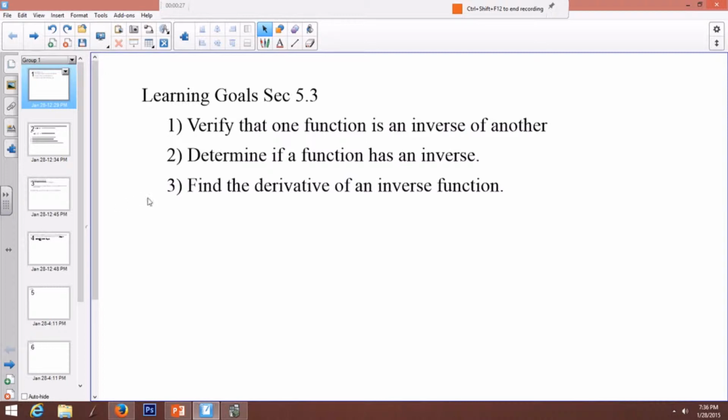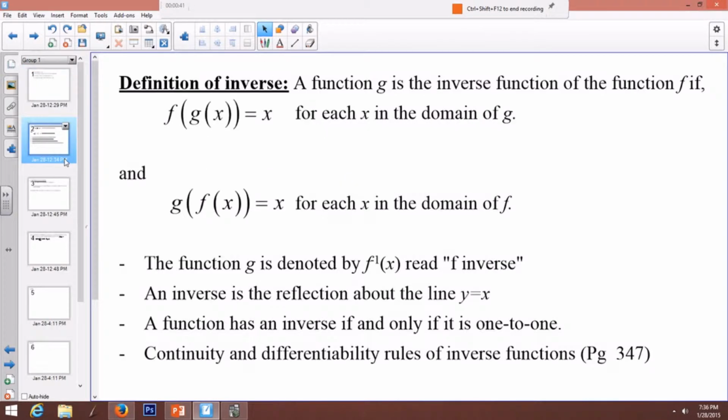So today we're going to talk about inverse functions and how they work in the context of derivatives. We're going to determine if a function has an inverse and how to find it, and then we are going to find the derivative of an inverse function. So a little bit of review stuff.